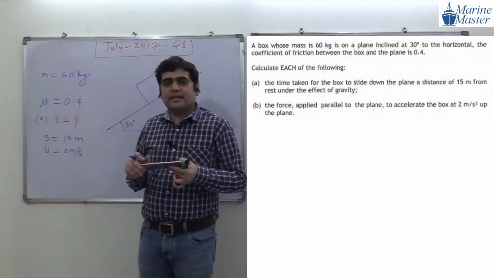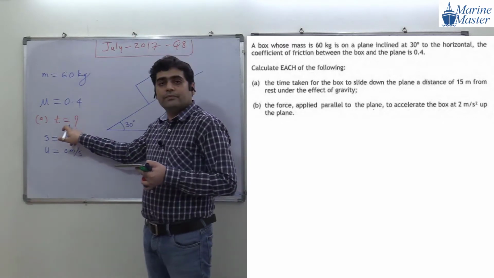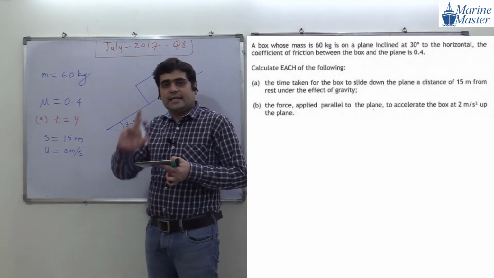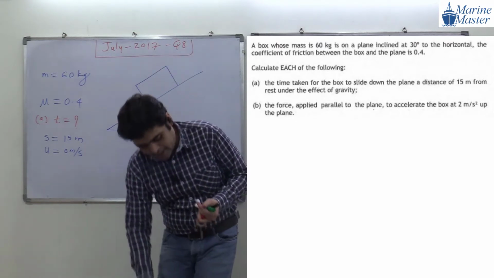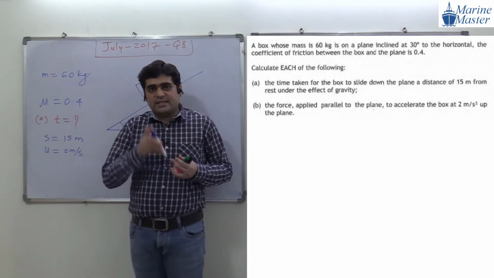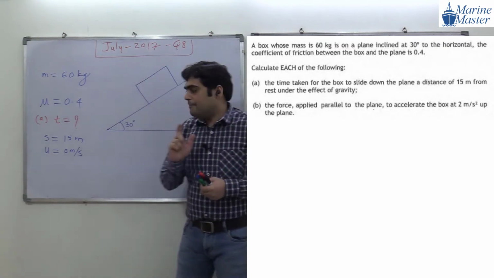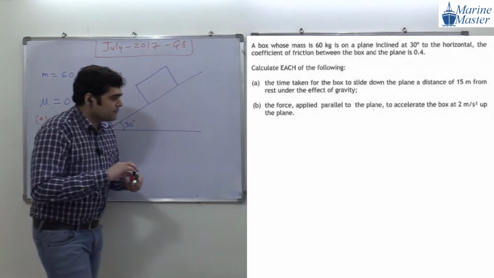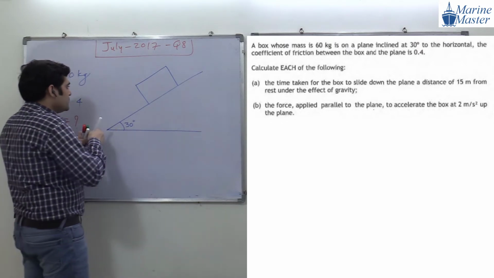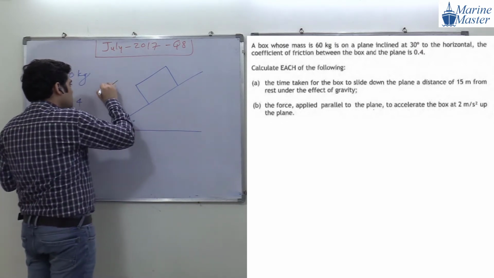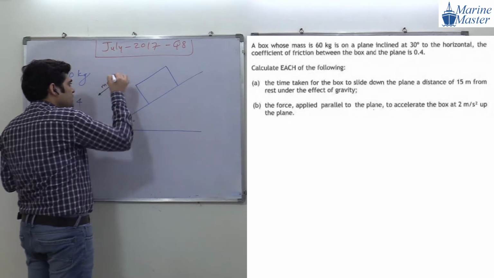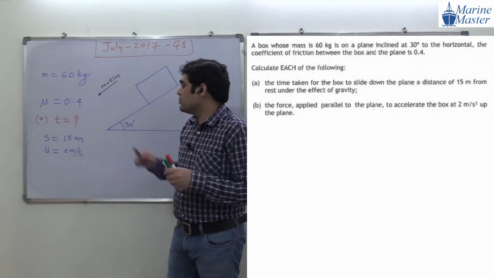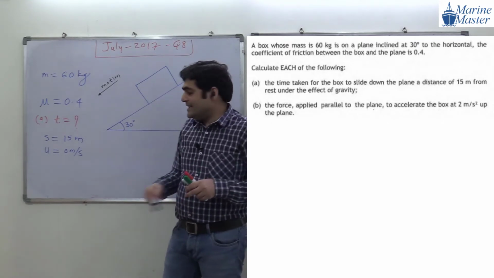So in the A part, they are asking us the time to cover a distance of 15 meter starting from rest. Guys, are you getting my point? That is our target in the A part. The object is going to move down, so the motion of the object is going down, and this block is covering 15 meter, starting from rest.